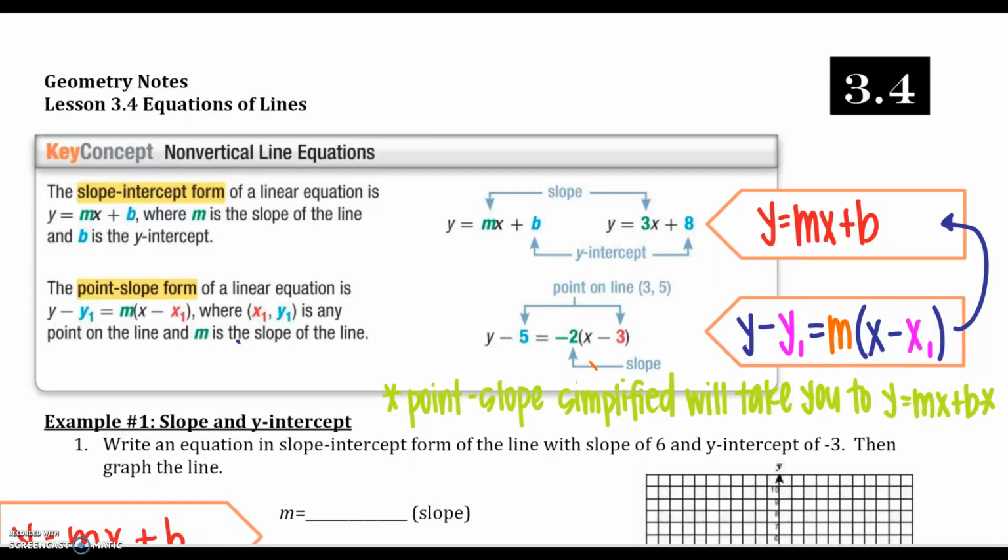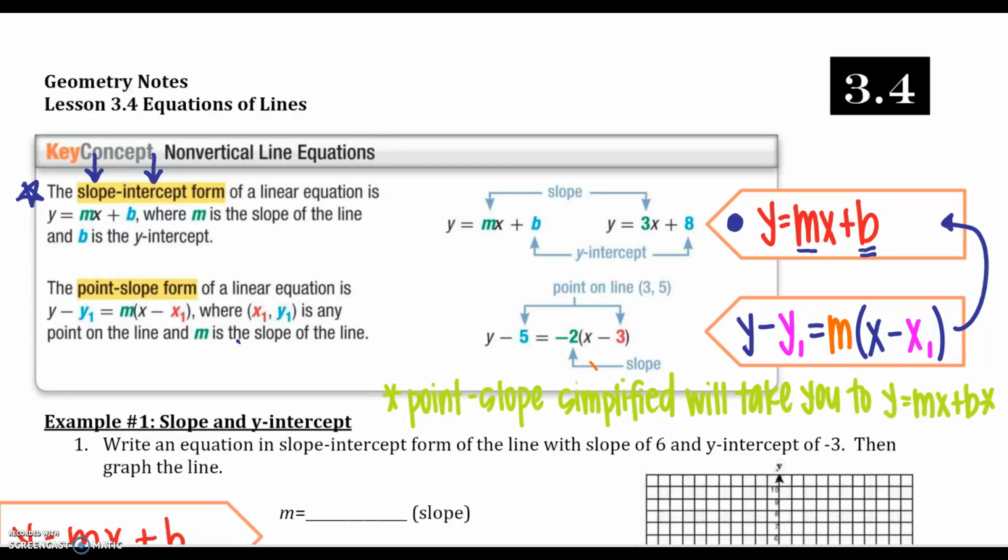So the two non-vertical line equations, one you have probably seen before is called slope-intercept form, and in the title it has a slope and then a y-intercept. So that is the form that we will use if you have a slope and a y-intercept. So y equals mx plus b will be that, where your m is your slope, your b is your y-intercept, where that graph hits the y-axis.